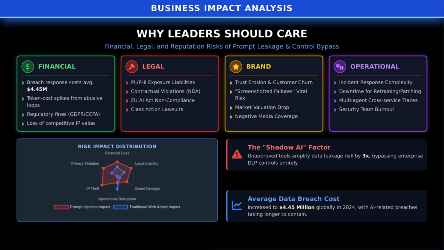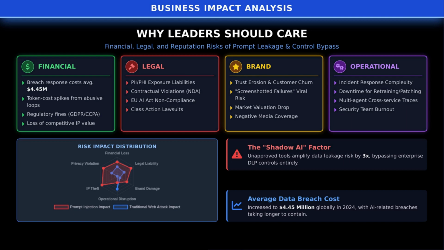Legal liabilities include privacy violations, contract breaches, and compliance fines. Brand damage stems from viral screenshots, lost trust, and market valuation drops. Operationally, the aftermath involves complex forensics, downtime, and burnout. The shadow AI factor is especially worrying. Unapproved tools increase leakage risk by threefold. These figures make it clear that leadership must invest in proactive defenses.